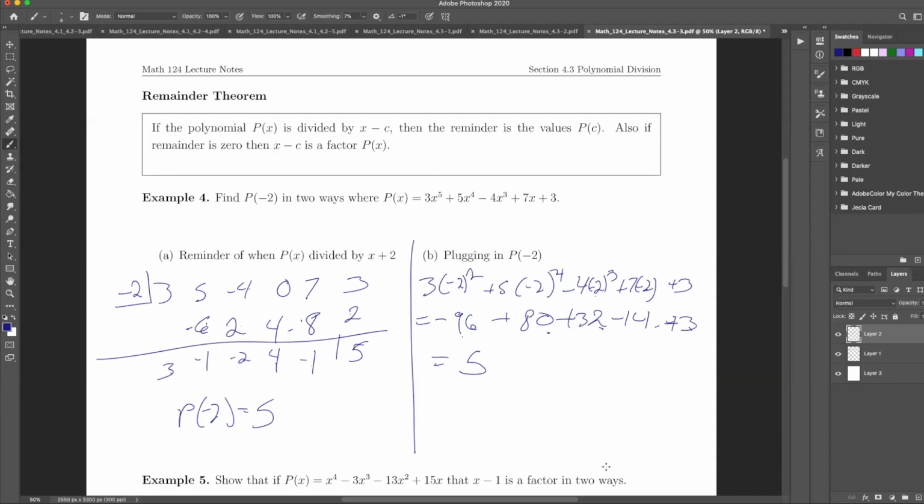Isn't it supposed to be positive 2? No, if I'm plugging it straight into the polynomial, I want to find what p of negative 2 is. So this is really x minus a minus 2, and that's why I put the minus 2 here. Okay. So I want to find out what p of negative 2 is. And so both of these equal 5. And so this is a fast way, if we didn't have a calculator, to figure out what it was.